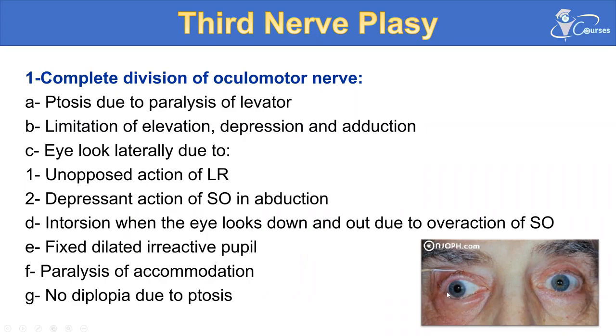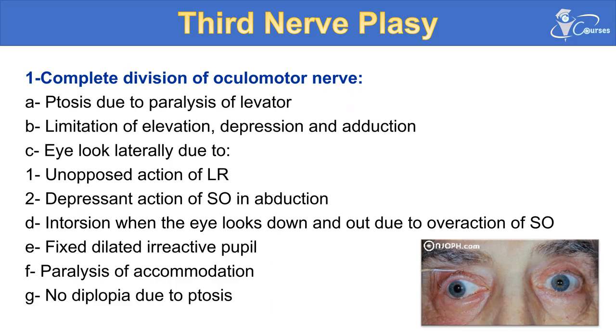Why is it causing a dilated pupil? Because the third nerve carries the parasympathetic fibers that supply the constrictor pupillae muscle. And what is the action of the constrictor pupillae muscle? It will cause pupillary constriction. So paralysis of the constrictor pupillae muscle will result in a dilated pupil.